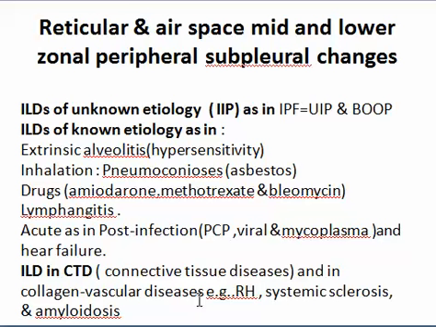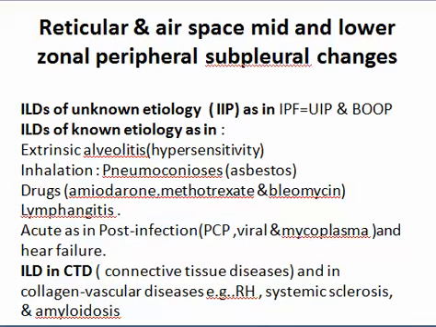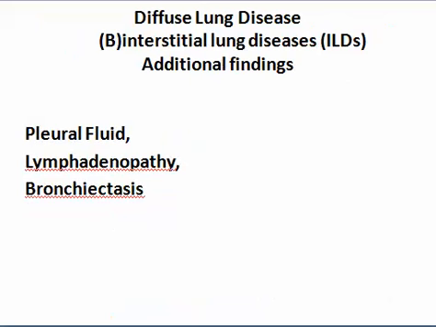In connective tissue group, interstitial lung disease in connective tissue or vascular, like rheumatoid, systemic, and amyloidosis, all are related to the periphery and related to the basal, mid, and lower zones. Additional findings, you might find pleural fluid, lymphadenopathy, bronchiectasis, and you should know why bronchiectasis occurs, because of traction due to reticulation and fibrosis. So we can have pleural fluid, that is transudation of fluid, and lymphadenopathy means that the lymph nodes are enlarged, and the bronchiectasis is due to traction.